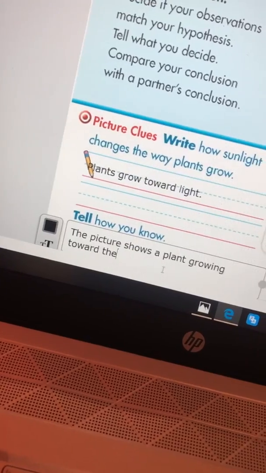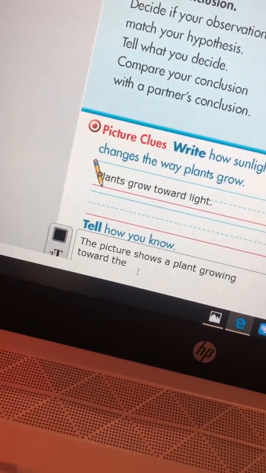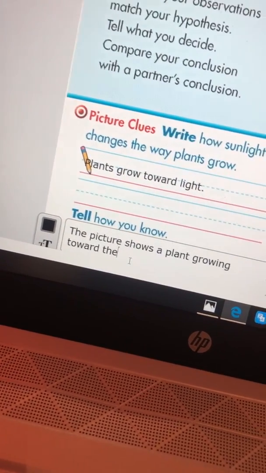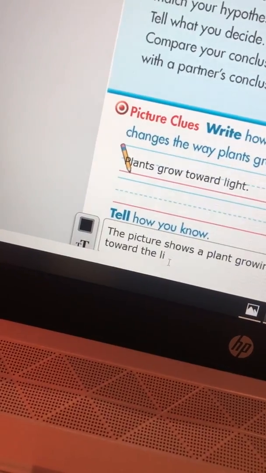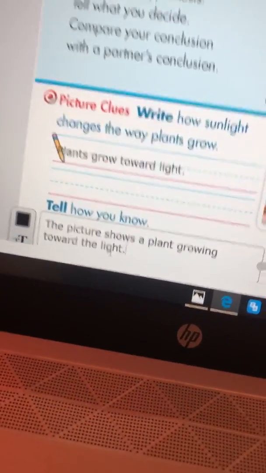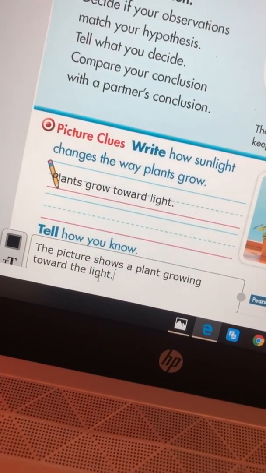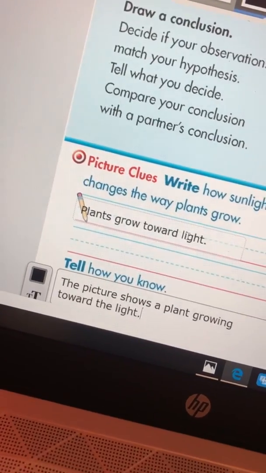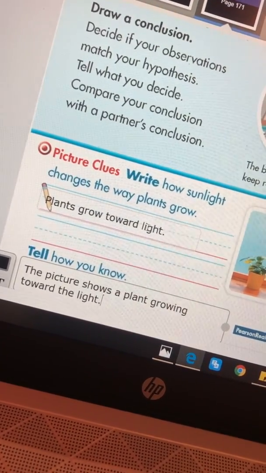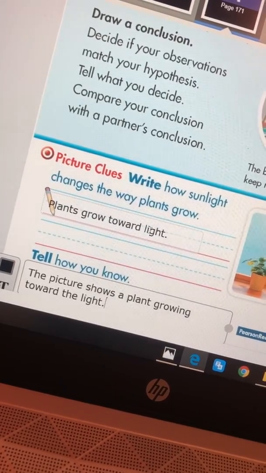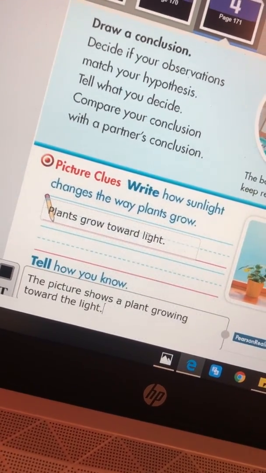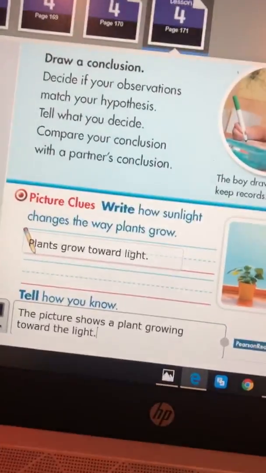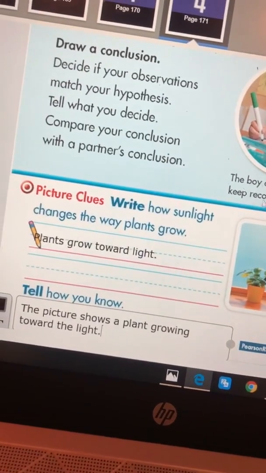The picture shows a plant growing toward the light. Okay, answer with me. So we know that after our test or hypothesis, after we use the scientific method, we can know this result. Okay, I want you to watch this video with me.